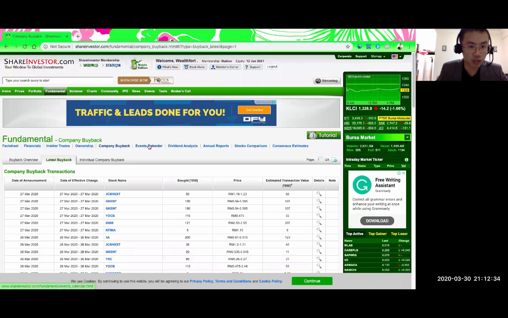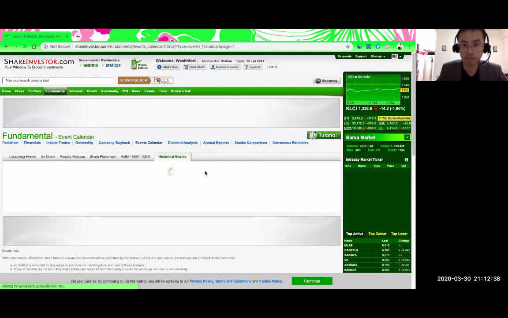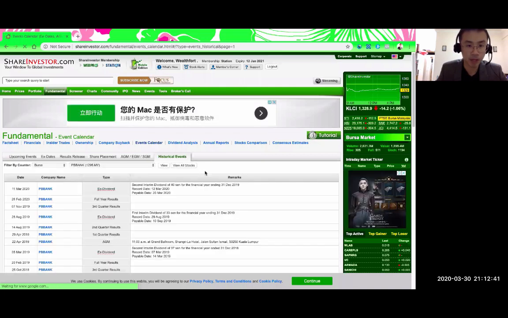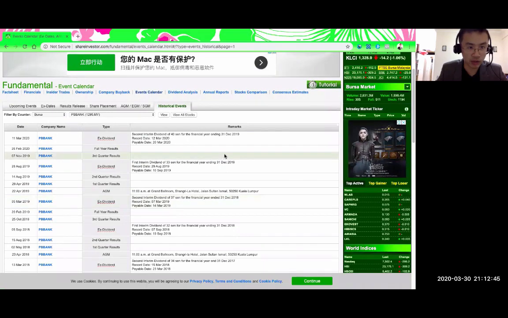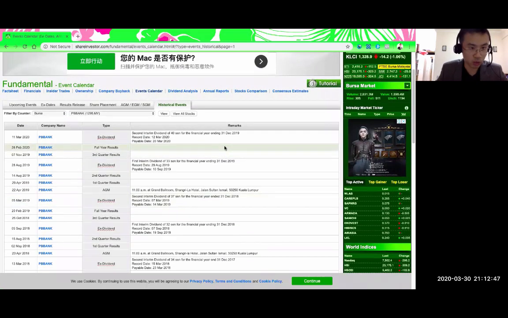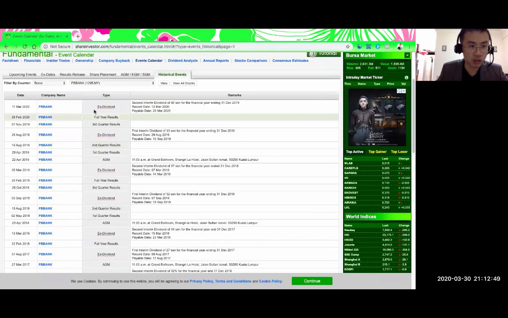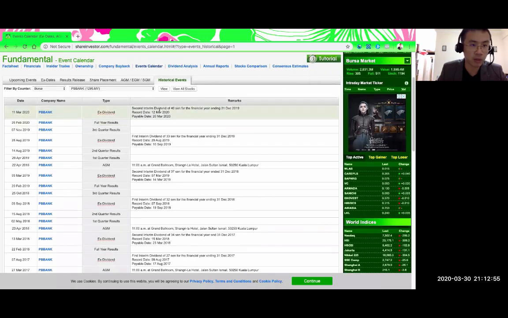So let's go to the next one, which is the events calendar. You know what events are coming up. This is also one of my favorite tools to use. Historically, you know which day Public Bank did ex-dividend, and which day it announced a full year result. But what is more interesting to me is of course the upcoming ones.